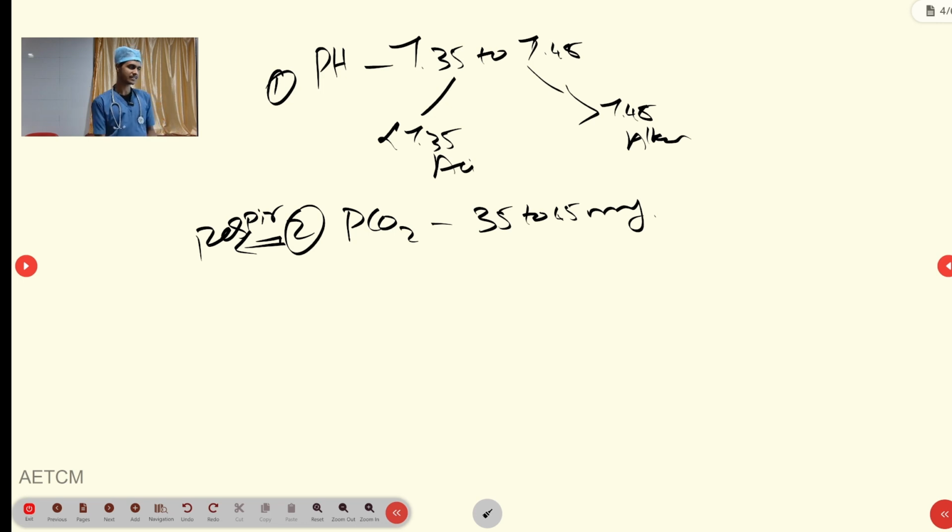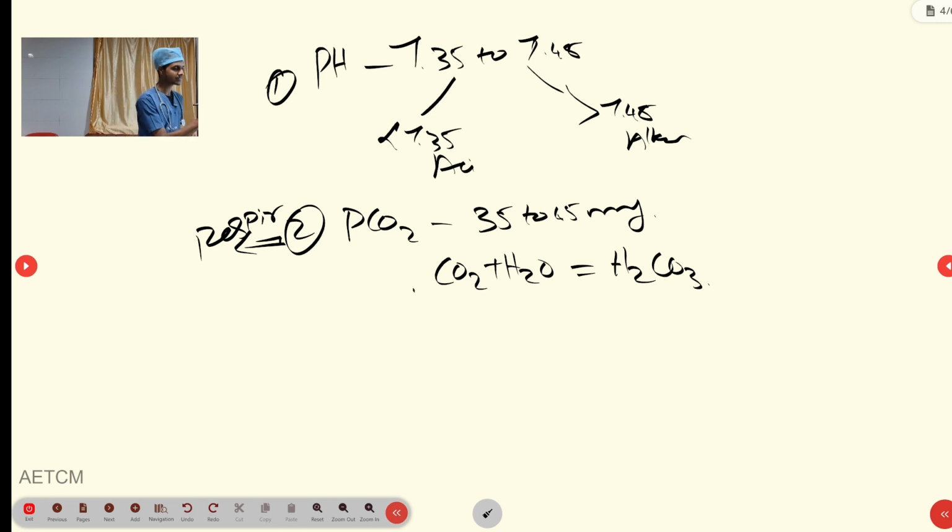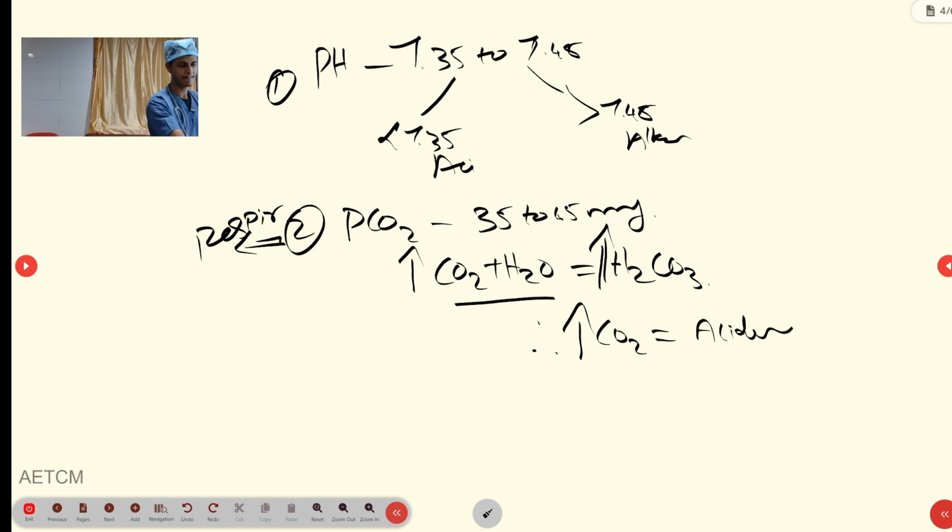What's happening in your body? Carbon dioxide reacts with water, and finally it forms carbonic acid, H2CO3. So if there is increased carbon dioxide in your body, there will be an increased reaction with water, and finally increased production of carbonic acid. In other words, increased CO2 means a condition called acidosis. Am I clear to you?